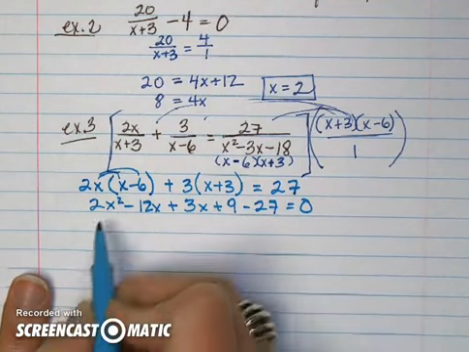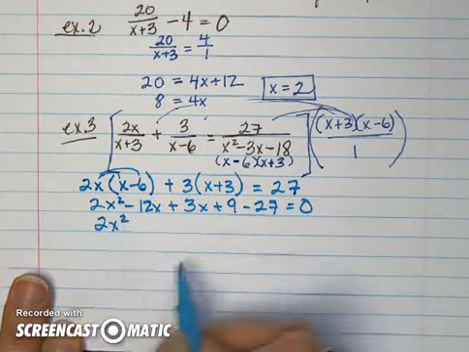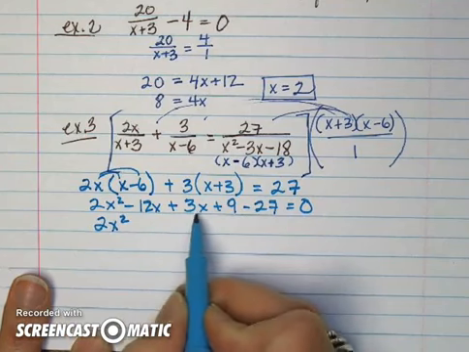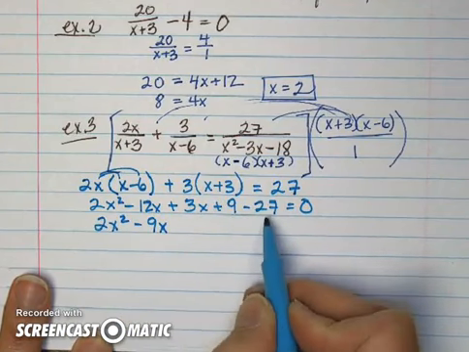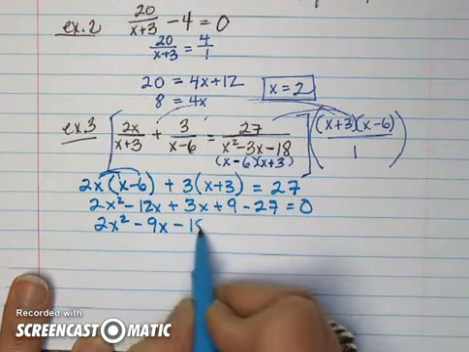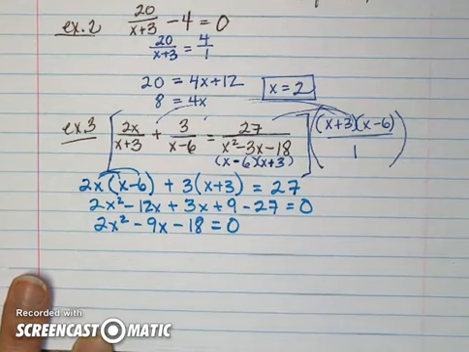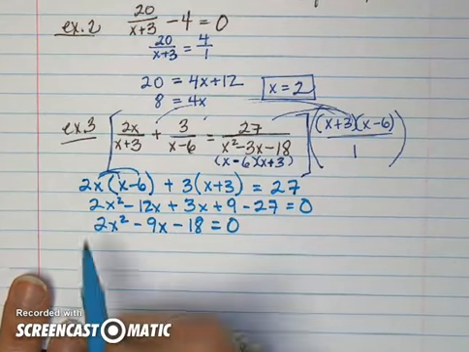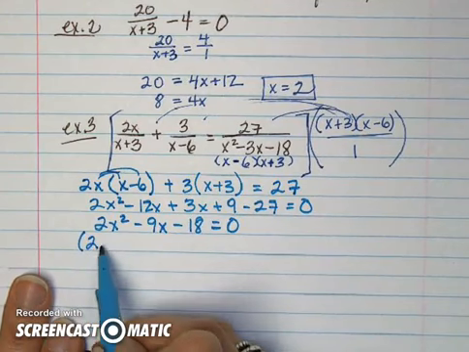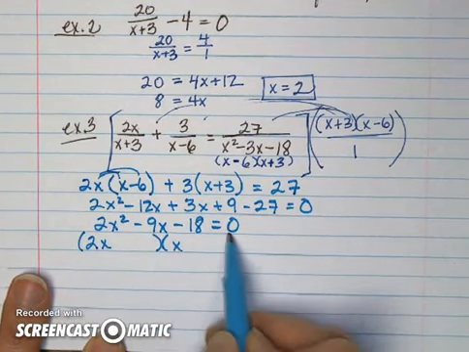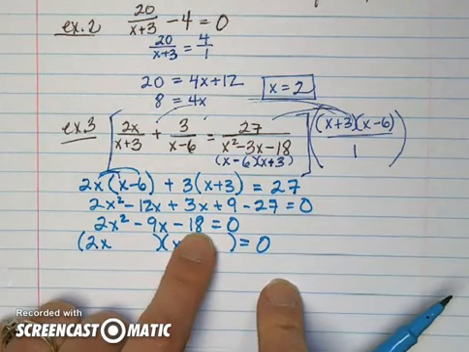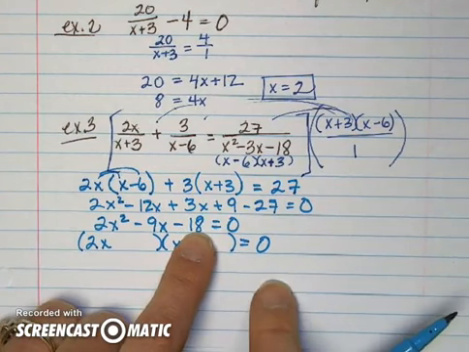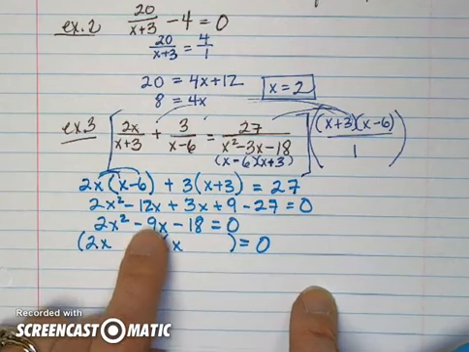So I now have 2x squared. Negative 12 plus 3 is going to give me a negative 9. Positive 9 minus 27 gives me a negative 18. It would be really, really nice if that factored. Let's see if that factors. 2x, x. Okay, I need factors of 18. So I'm dealing with 1 and 18, 2 and 9, 3 and 6. I need to get a 9.